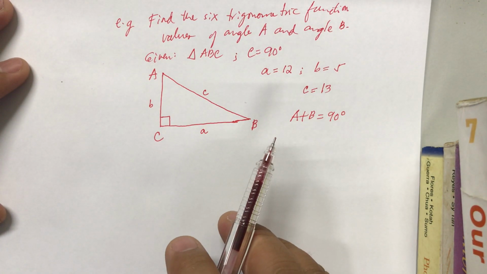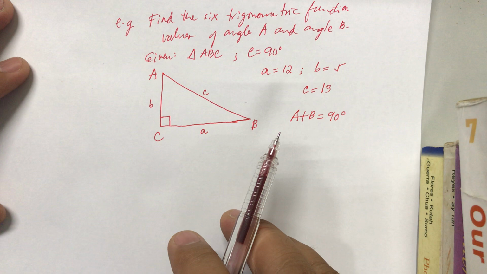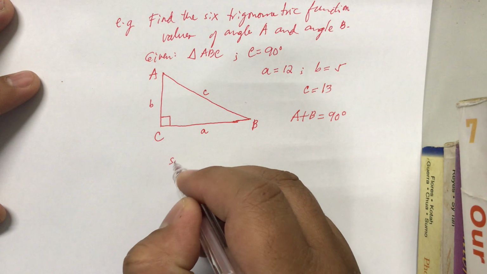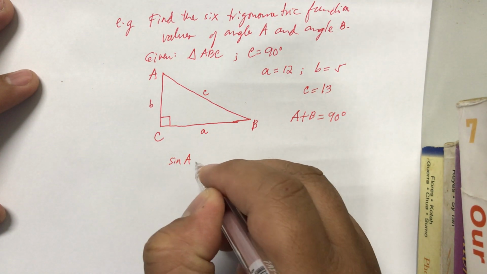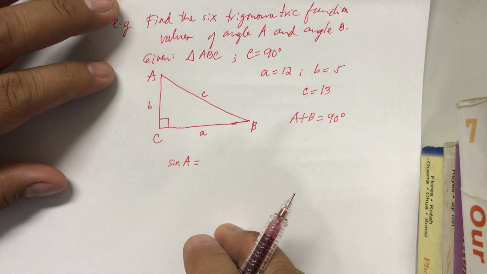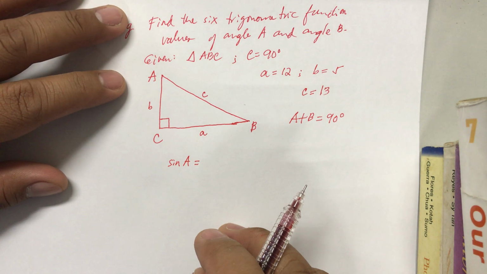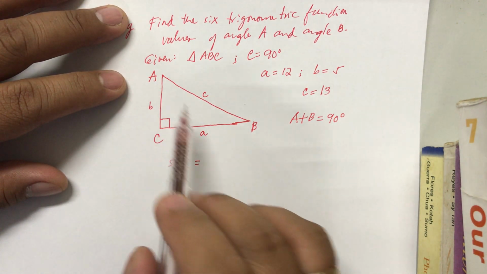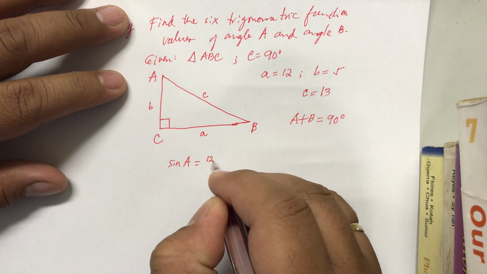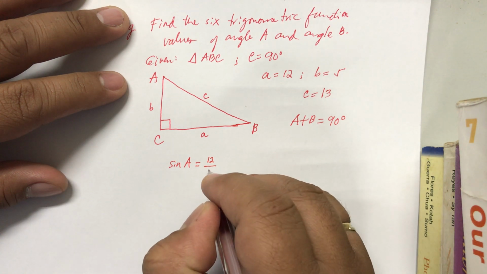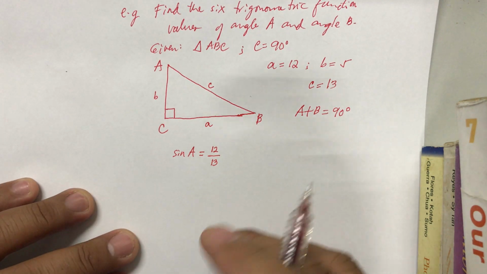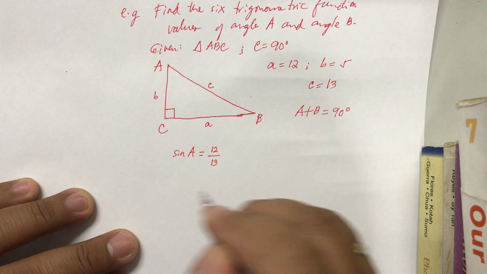Now, let's proceed in finding the six trigonometric function values. So, we have sine of angle A. The sine of an angle is defined as side opposite over hypotenuse. So, the opposite side of angle A, which is line segment BC or side a, is 12 over the hypotenuse, which is 13. Follow? Then you can always replay the video if you want.